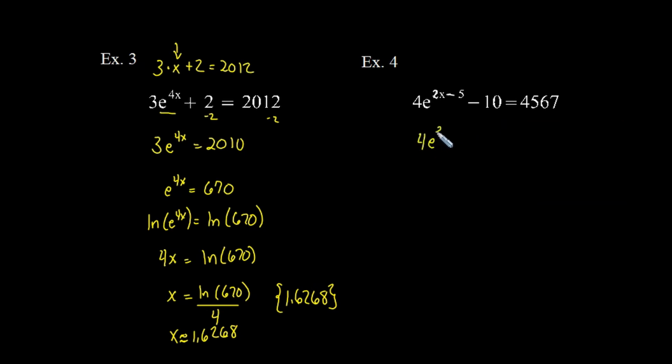So 4 times e to the 2x minus 5 is equal to 4,577 when we add 10 to both sides. And then we will divide by 4. So e to the 2x minus 5 is equal to 4,577 divided by 4. Don't be worried there. If you can put a decimal value, you can leave that as a fraction. It's really completely up to you.